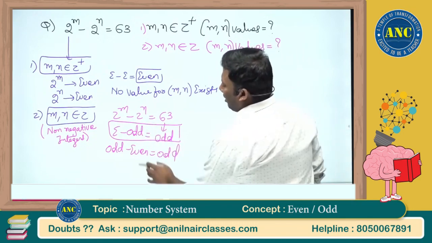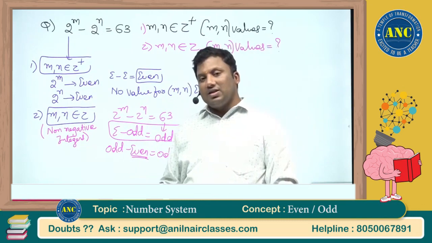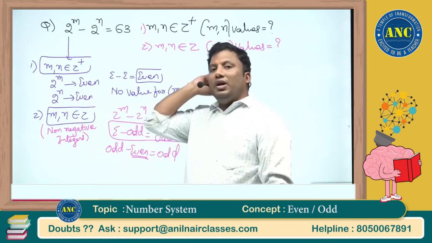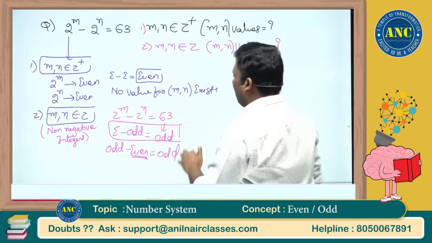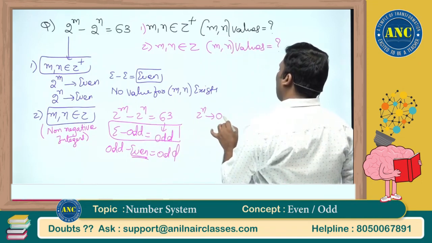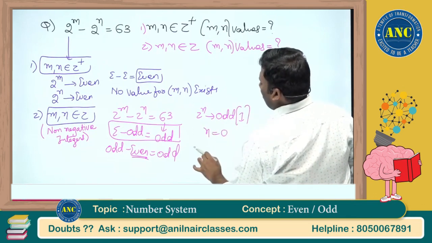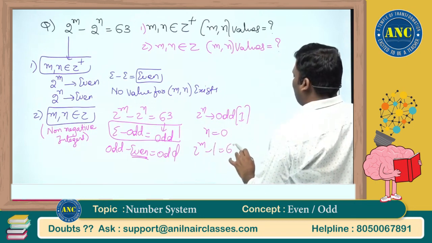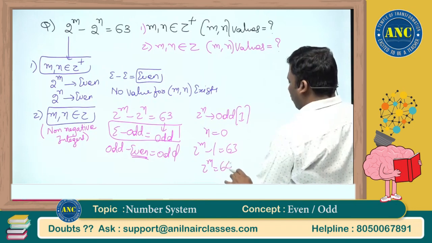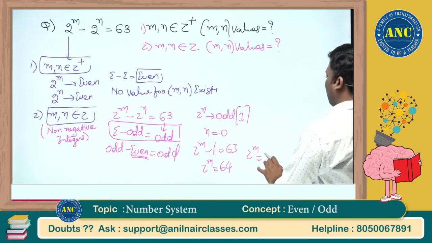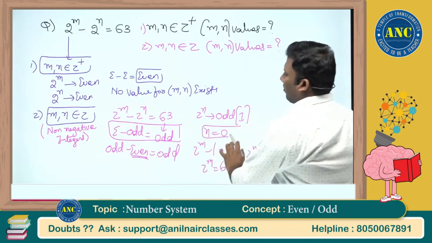Can 2 power n be even, sir? Definitely yes. 2 power n is even when n can be 1, 2, 3, 4 and 5. But 2 power n is odd only when it is 1. The case is n is 0. 2 power m minus 1 equivalent to 63. 2 power m equivalent to 64, which is 2 power 6. So m equivalent to 6, n equivalent to 0.